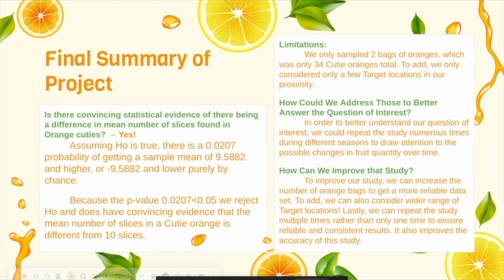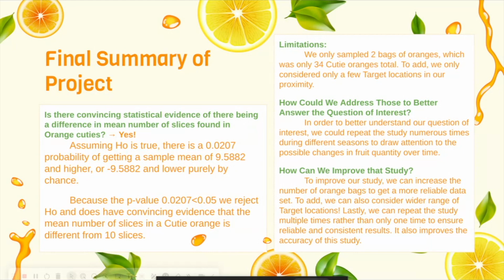However, we did have limitations when doing this project. We only sampled 2 bags of oranges, which was only 34 cutie oranges in total. To add on, we only considered a few target locations in our proximity, and instead we could have used more target locations and more cutie orange bags in order to reduce variability. And in order to better answer our question of interest, we can repeat the studies we do during different seasons in order to understand the possible changes and differences in fruit quantity over time.